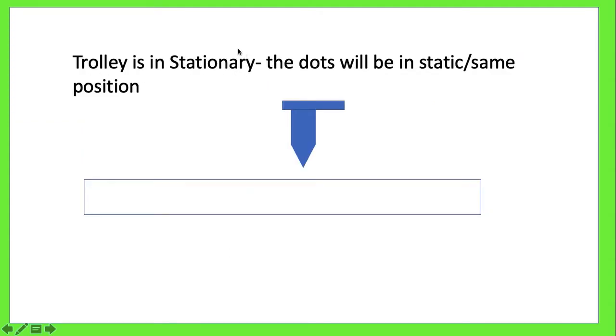If the trolley is stationary, meaning static, it does not move, the dots made by the ticker timer will appear in the same position.